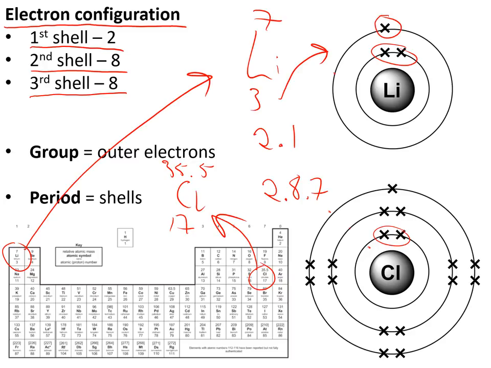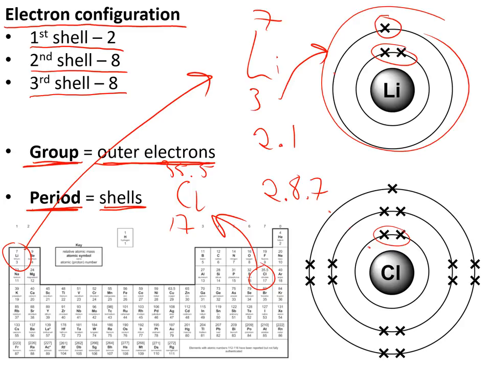Now, there is a way to check this. The periodic table tells us the electron configuration of an atom because the group number is the number of electrons in the outer shell. And the period number is the number of shells the atom's got. So if we look at lithium here, lithium is in the first group, and the second period. So it's got 2 shells because it's in the second period and 1 electron in the outer shell because it's in the first group.